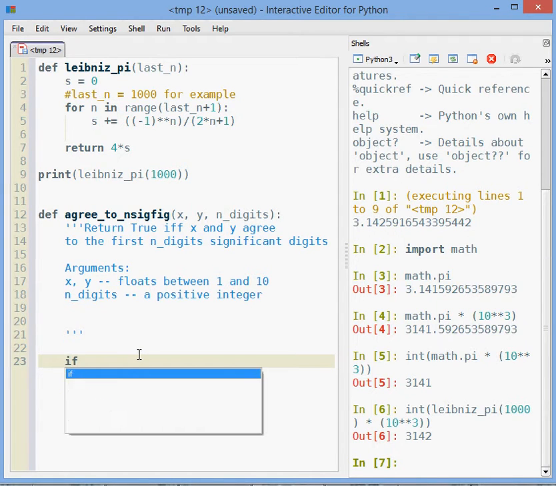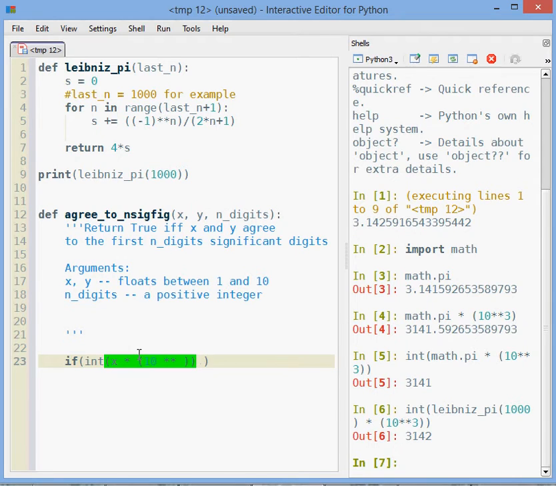We'll say if x times 10 to the power of, and we'll figure out the power of what in a second, converted to an integer, if that's equal to this thing, so y, again converted to an integer, then they agree to n digit significant figures.